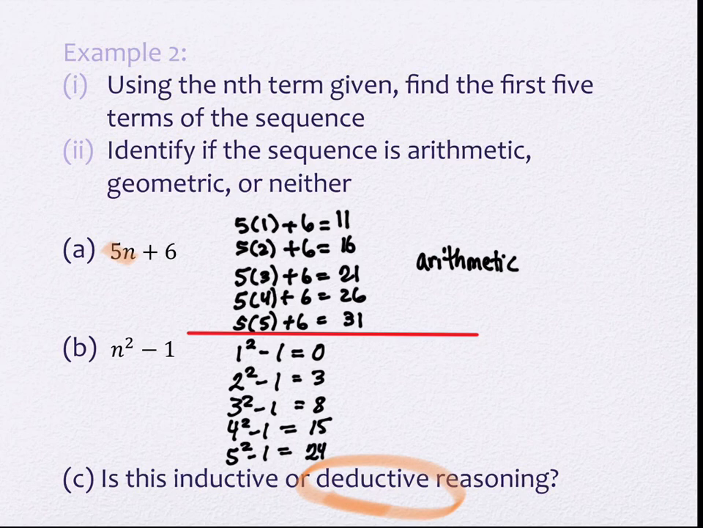Arithmetic, geometric, or neither? Is it arithmetic? No, we're not adding the same thing every time. Is it geometric? No. We're not multiplying the same number. Geometric you can actually rule out really quick because you'd have to multiply 0 by something, and 0 times anything is 0, so you'd never get the rest of them. So if it's not arithmetic and it's not geometric, then it's what? Neither. This one's neither.